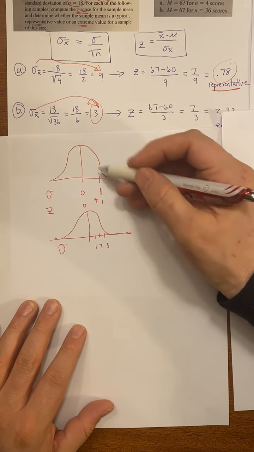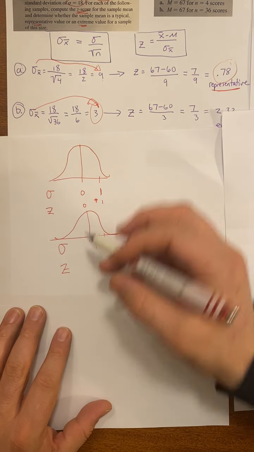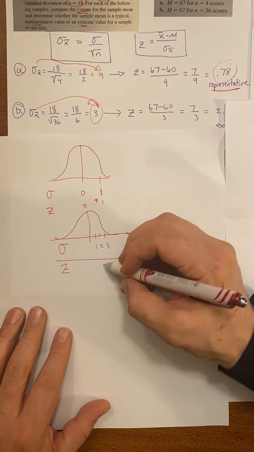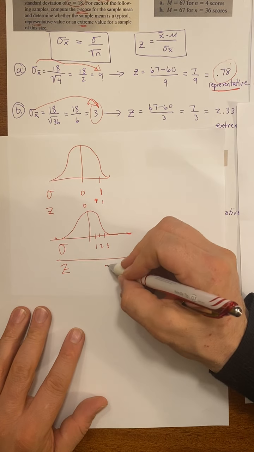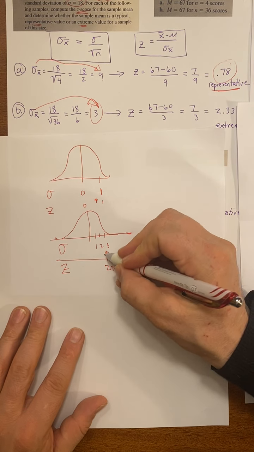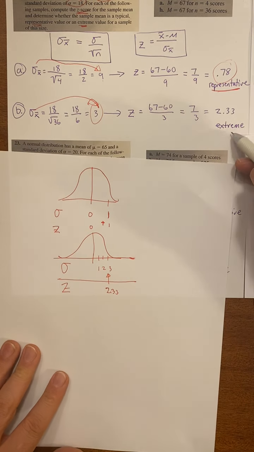Where is that in terms of your standard deviation or your z's? Well, if we have a z of 2.33, that's out here. That's out in the extreme.